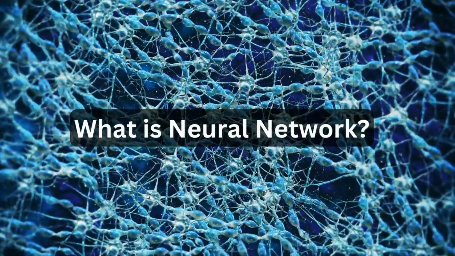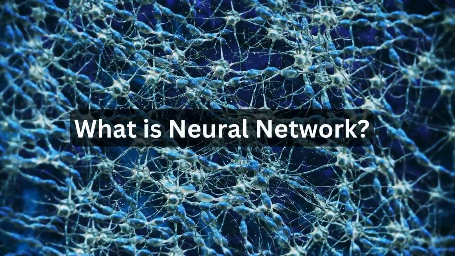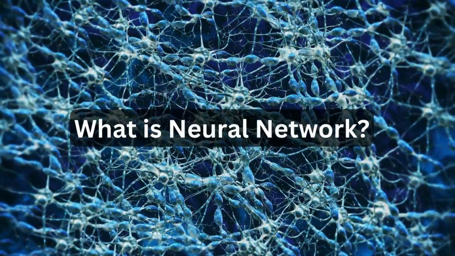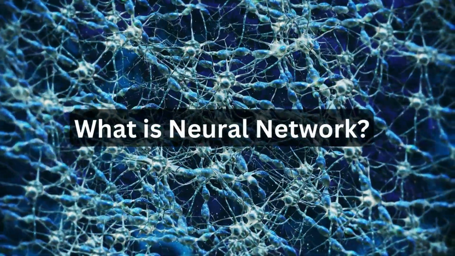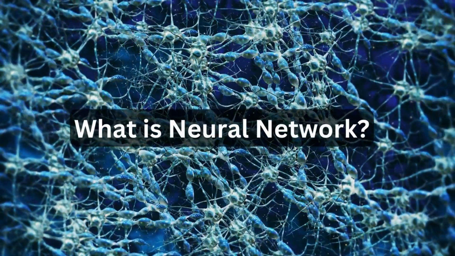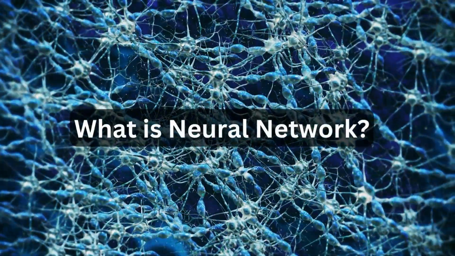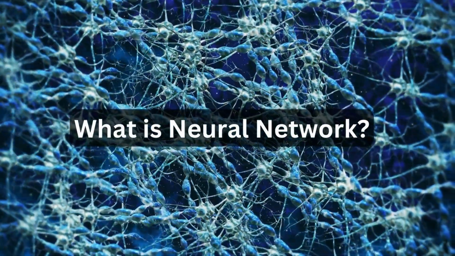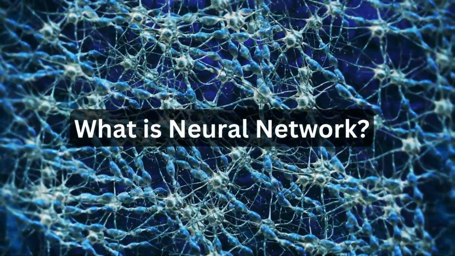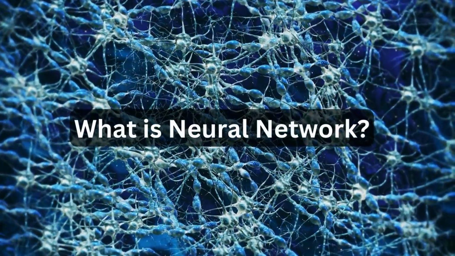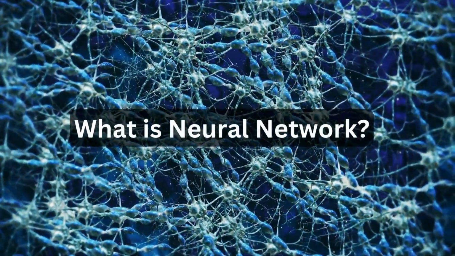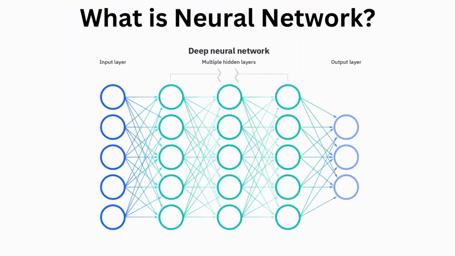What is a neural network? A neural network is a type of computer program that is really good at solving problems and learning new things. It is called a neural network because it is inspired by the way the human brain works. Just like the brain has a lot of tiny cells called neurons that are connected together and work together to help us think, a neural network has lots of tiny computer programs called neurons that are connected together and work together to help it solve problems.